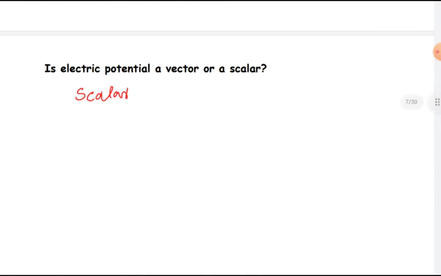So, is electric potential a vector or a scalar quantity? It is a scalar quantity.